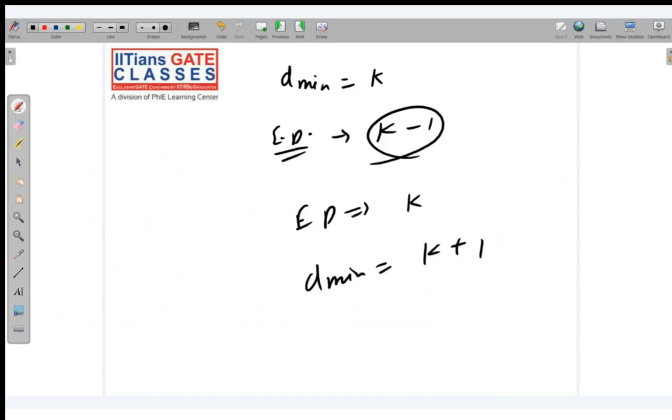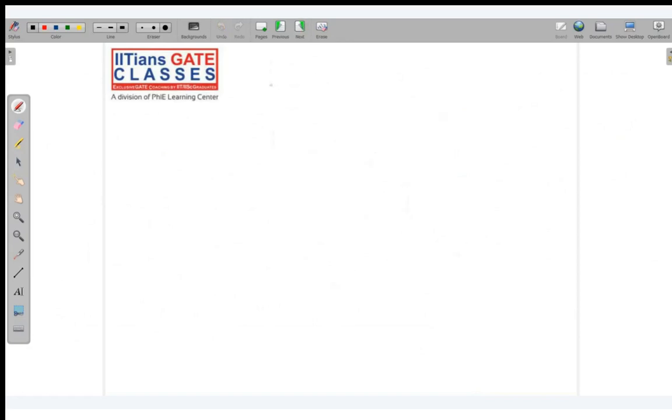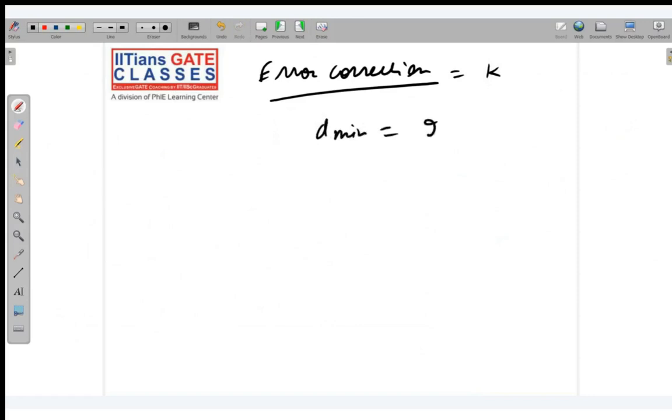Okay, take snapshot. I will jump to the next slide. Okay, so now what about error correction? For error correction, if we want to correct say k bit errors, then d min should be 2k plus 1. It should be 2k plus 1.